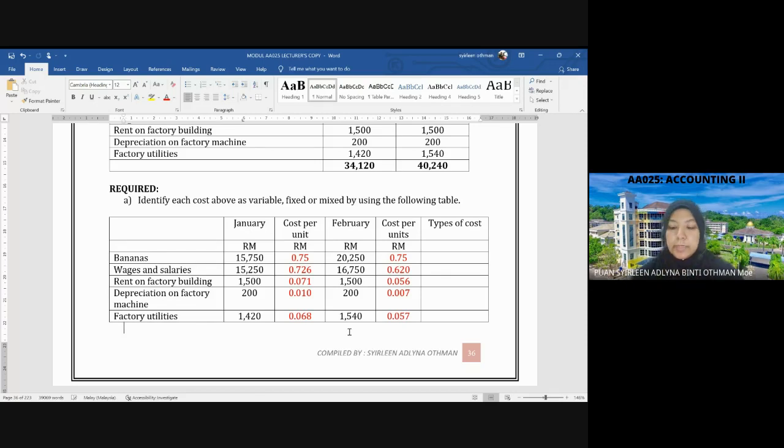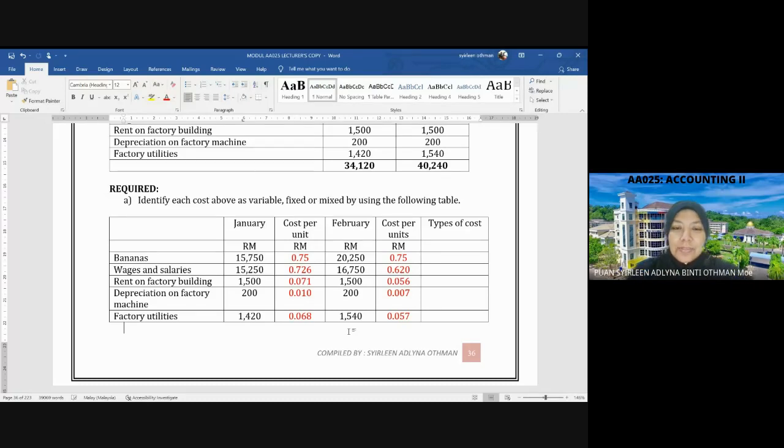Nur Fazrina tanya soalan ke? Fazrina, angkat tangan kenapa? Ke Madam tertekan? Ha? Tertekan. Tertekan ke terlelap? Tertekan, Madam. Okay. Tak apa, it's okay.